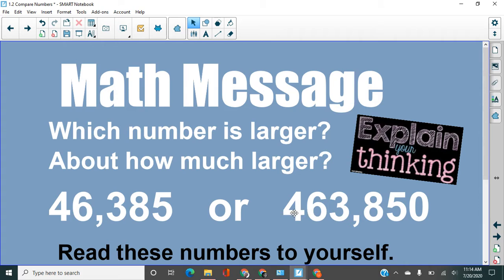Then when we look at how we would say this number, which is one of our goals here in fourth grade, we're going to group this chunk together now. 463. When we get to the comma, we say 1,000. 463,850. So hopefully you're noticing something about the digits in these numbers. So which number is larger?